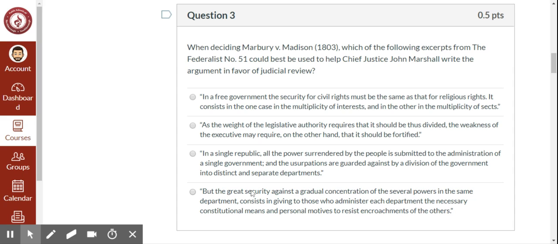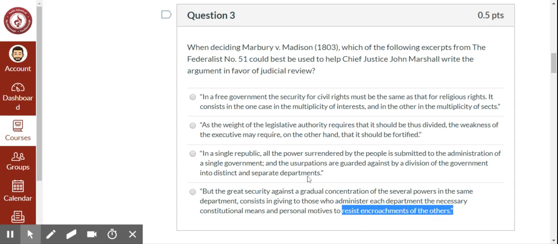But the great security against a gradual concentration of the several powers in the same department consists in giving to those who administer each department the necessary constitutional means and personal motives to resist encroachments of the others. So this one is really about checks and balances, about one department resisting the encroachments of other departments.